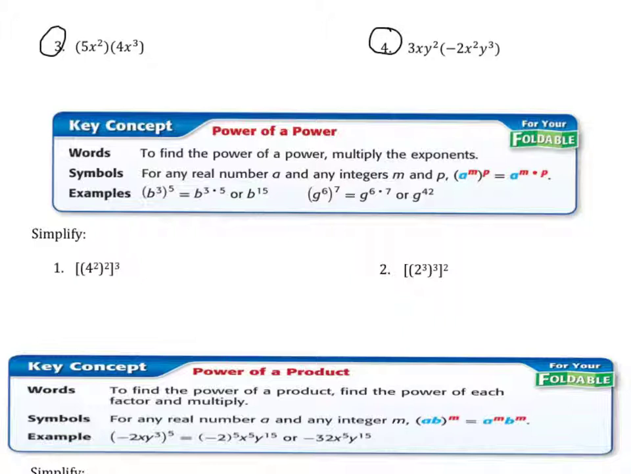Okay, welcome back. Let's talk about what it means to have a power of a power. Instead of multiplying two variables or integers together, we have the base a raised to the power m, and all of that is raised to the power of p. So that's what a power of a power is. Whenever we have that, we multiply the exponents and end up with a to the m times p.